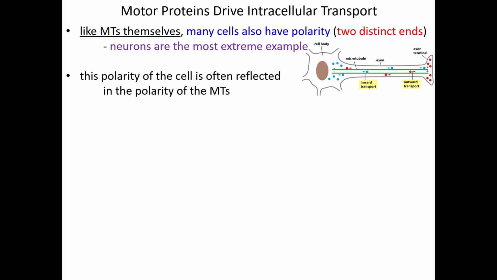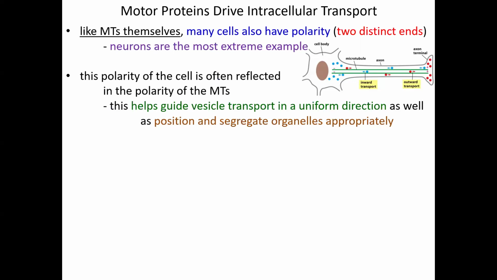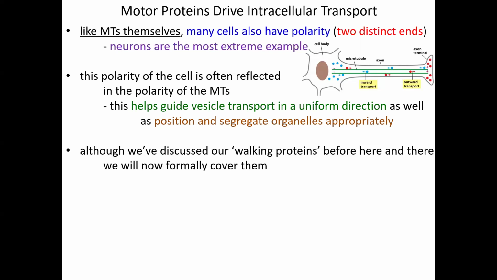So this polarity of the cell for a neuron is reflected in the polarity of the microtubule. And because the microtubule has two different ends, because microtubules are polar, this helps guide the transport of vesicles, in this case containing neurotransmitters, in the right direction. Neurotransmitters are made in the soma, and then they need to be shipped to the axon terminal. And the proteins that walk those vesicles from the soma to the axon terminal need to know they're walking in the right direction. And it's the polarity of the microtubules that allows them to do that.